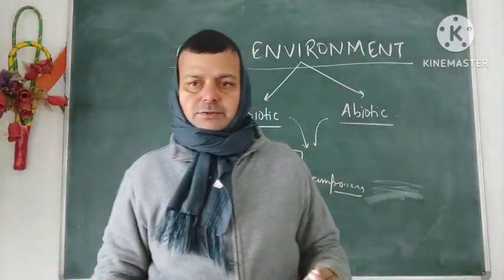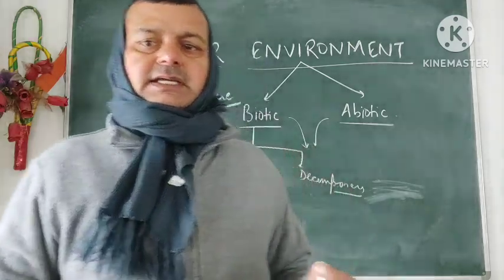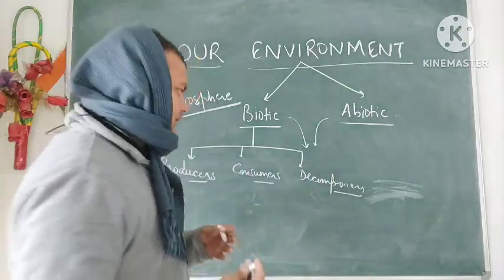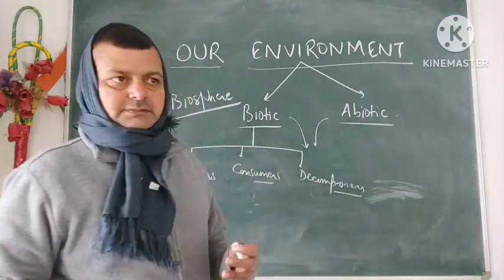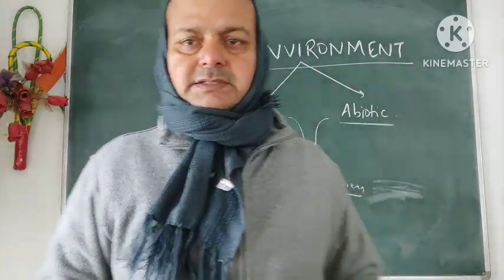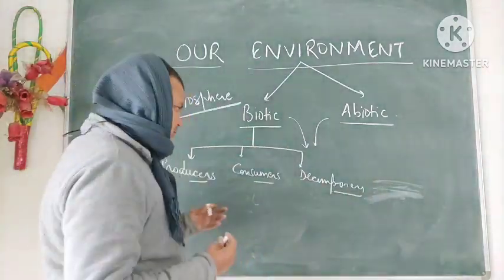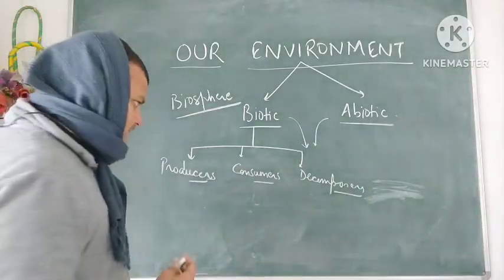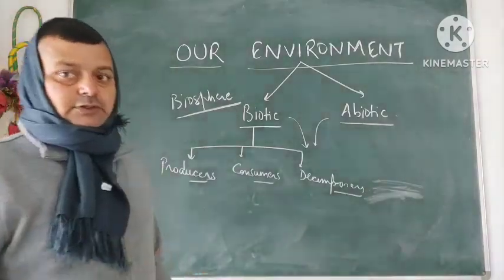These are basically autotrophic organisms. They can be microscopic also, in the form of blue-green algae and cyanobacteria. But when we talk about producers, the very common example which we give is the autotrophic green plants, which are able to produce their food by the process of photosynthesis. Some can be chemoautotrophs also.